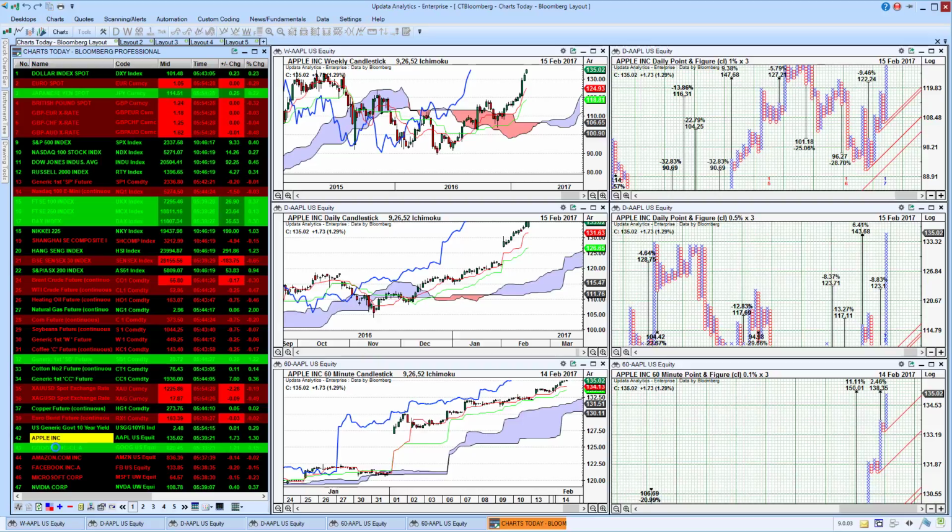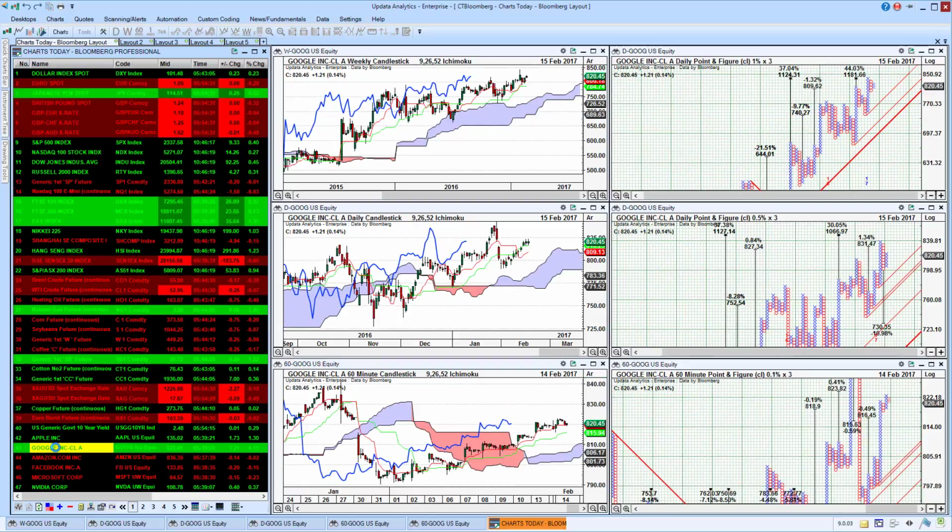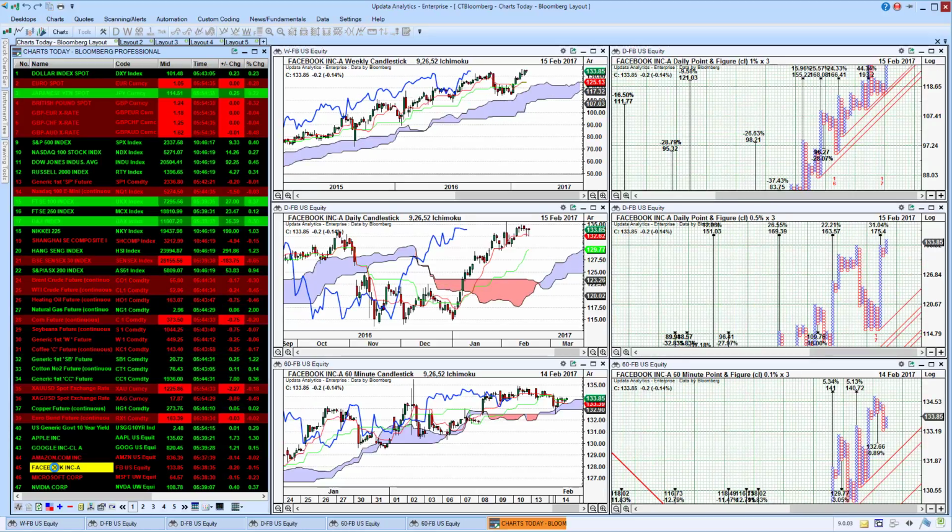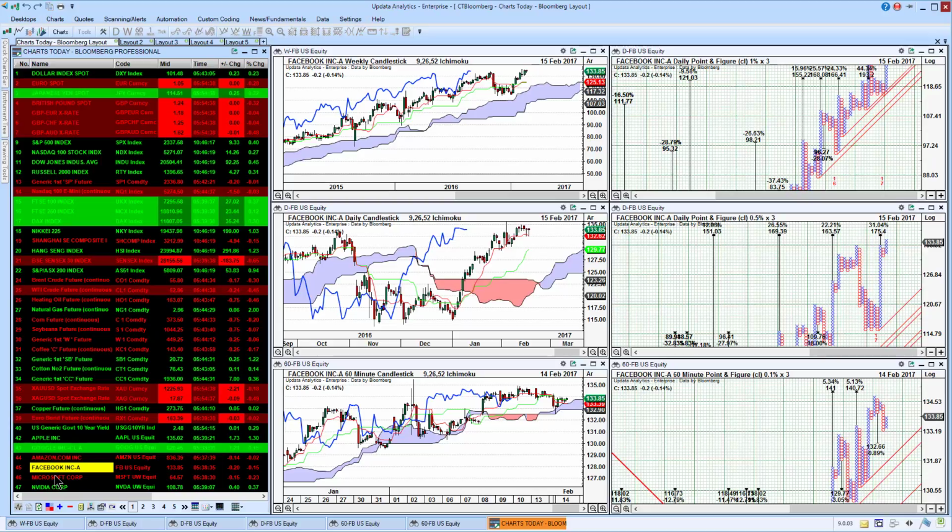Taking a look at tech stocks, Apple had a strong showing again yesterday, really rising strongly. Google up as well. So all in all, tech is still looking pretty strong. A few stocks like Facebook and Microsoft down very slightly, but the long-term picture is still looking pretty good.